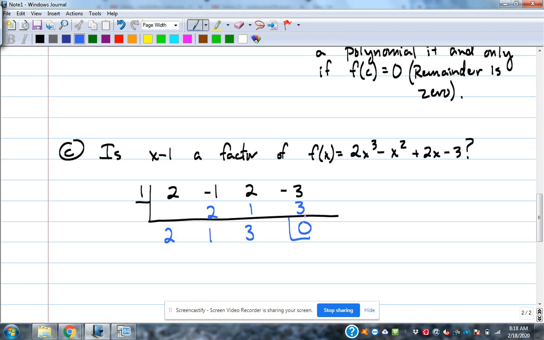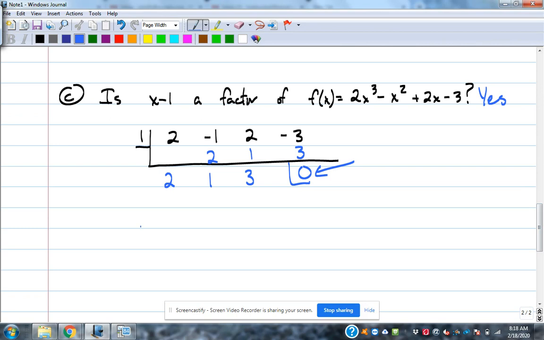That remainder is that last spot there. It's 0. So what's that tell us about if x minus 1 is a factor of that or not? Yes, the remainder is 0. So that right there is what tells you whether or not it's a factor. Now, what does that do to the polynomial? It takes it and factors it for you.